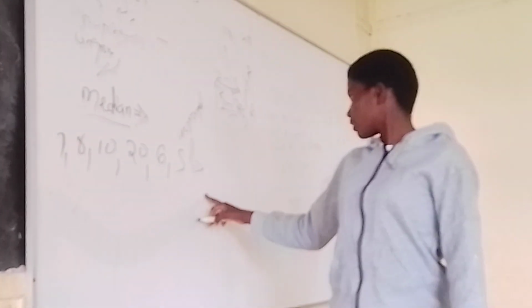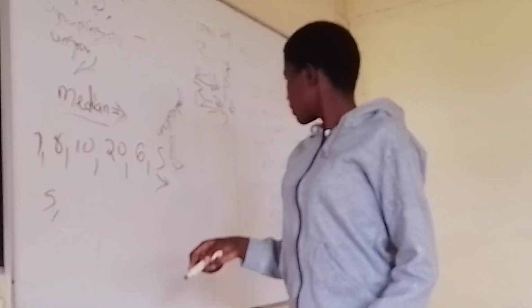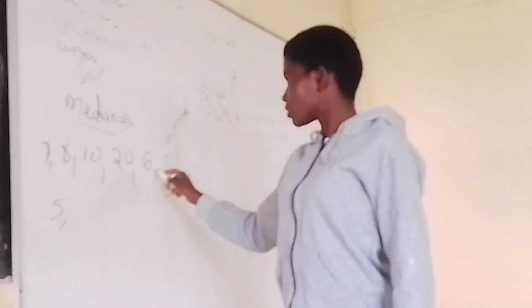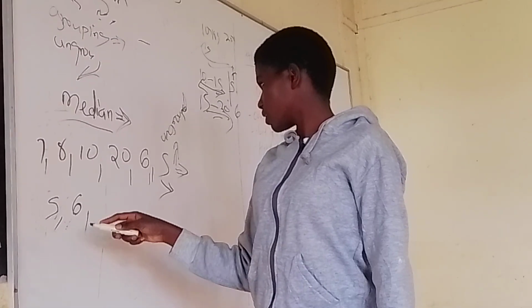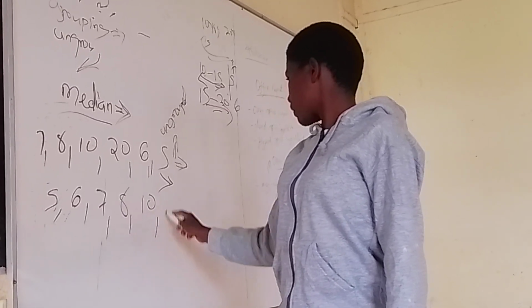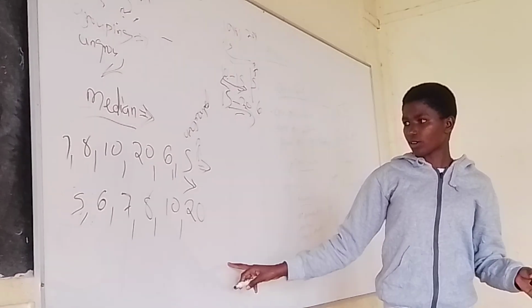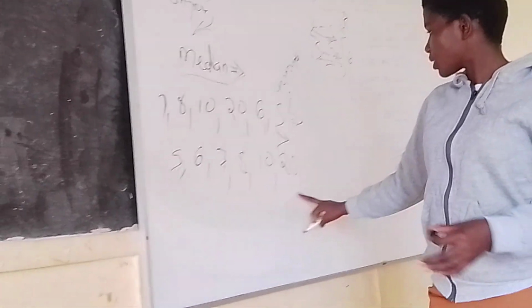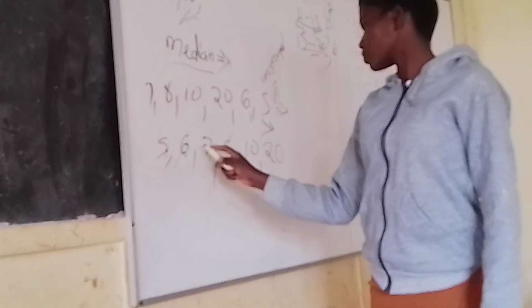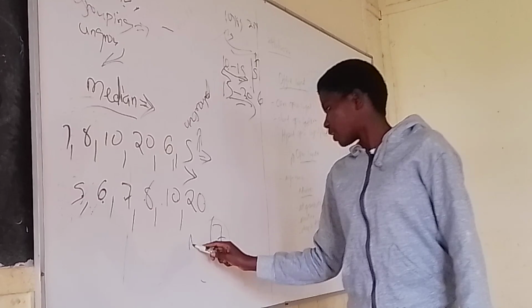So in our case here, the smallest value is 5. So we start with 5, then followed by 6, then 7, we have 8, 10, then the largest value is 20. After arranging them in ascending order, you count how many numbers there are. We have 1, 2, 3, 4, 5, 6, 7. There are 7 numbers.